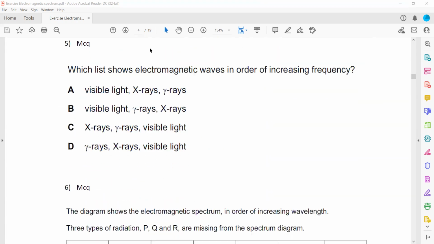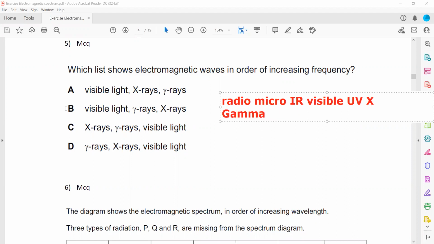In question 5, which list shows electromagnetic waves in order of increasing frequency? So when we write the spectrum, we have radio, micro, infra, we can write IR, visible, the only part which is eye sensitive, UV, ultraviolet, then X-ray, and then gamma. So moving from radio to gamma, what will we observe? We'll observe the frequency will increase.